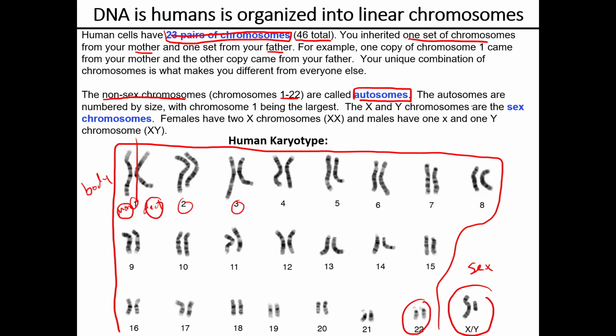Now, again, the X and Y chromosomes are going to be the sex ones, and these are going to dictate whether it's going to be male or female. Again, females are going to have 2 X chromosomes, XX, and males are going to have XY chromosomes.